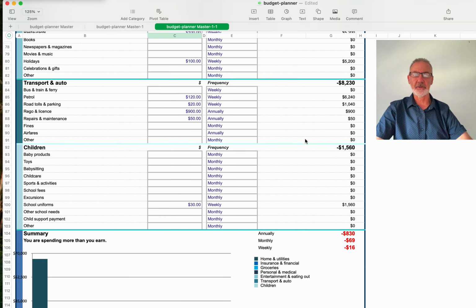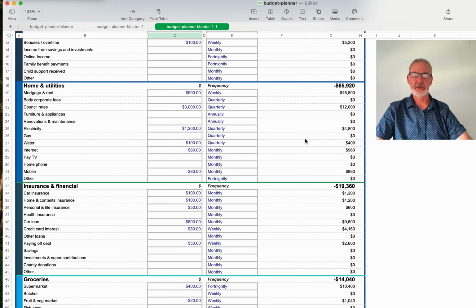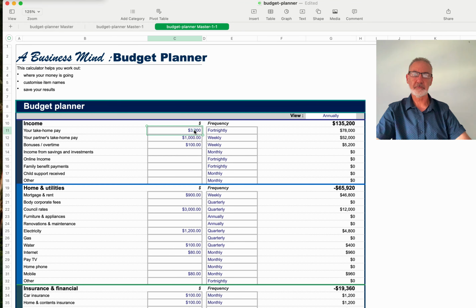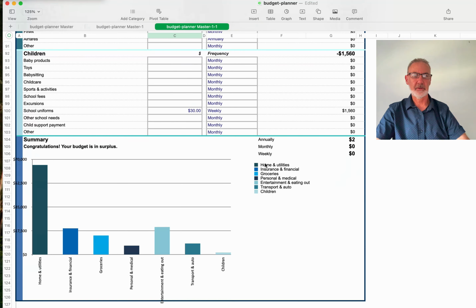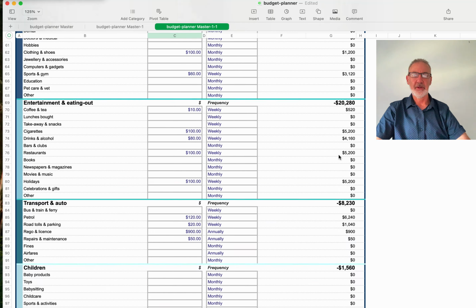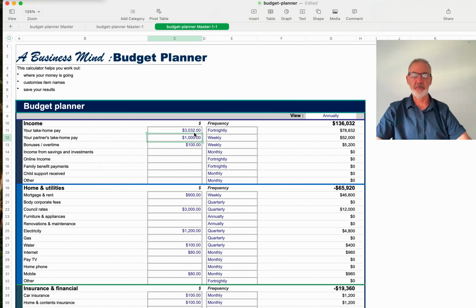If we go back up to the top, I'll show you what I mean. If we changed that to $3,032 a fortnight, let's see how that impacts it. See, there it goes, that brings it down to zero weekly. So effectively what you earn and what you spend are the same. That's how you alter that. So if you get a pay rise, you'd put it in here.